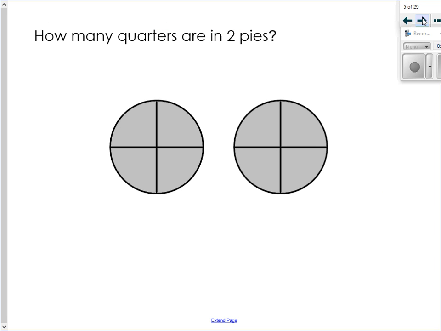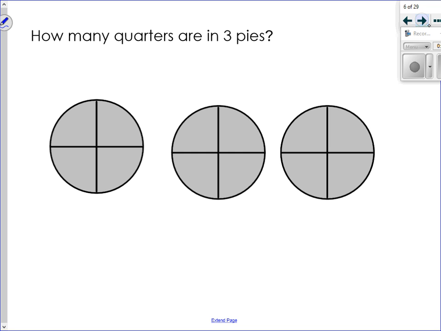All right, so here's some pies. How many quarters would there be in 2 pies? Okay, well, how many quarters? Well, 1, 2, 3, 4, 5, 6, 7, 8. 8 quarters in 2 pies. Oh, back to what I said before. This fraction really means 8 divided by 4. That equals 2. 2 pies.